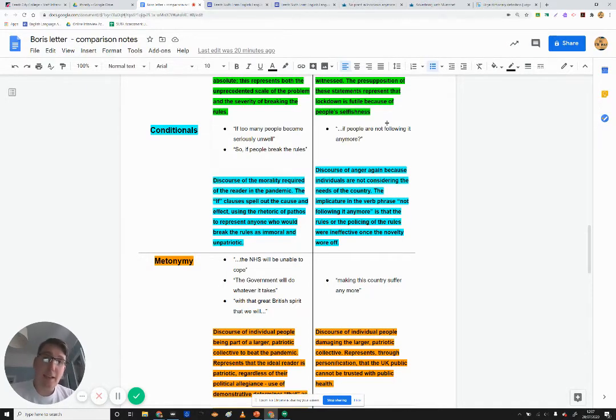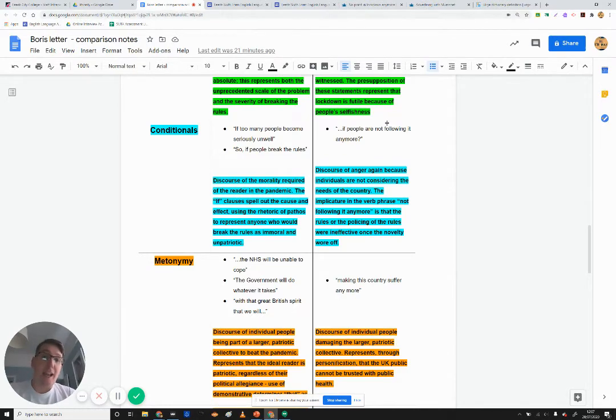So text A, there's a discourse of morality for the reader. They have to understand that they have a moral obligation. It's required of them during this pandemic. The if clause spells out the cause and effect. If you do this, we'll save people's lives. If you don't do this, people will die. So this is using the rhetoric of pathos, again, because it's emotive, but also logos, because it's explaining the facts.